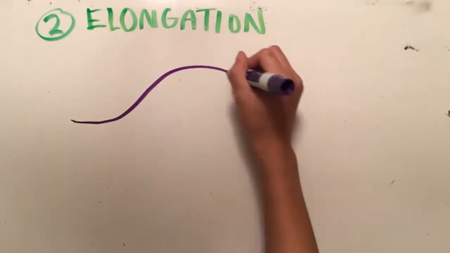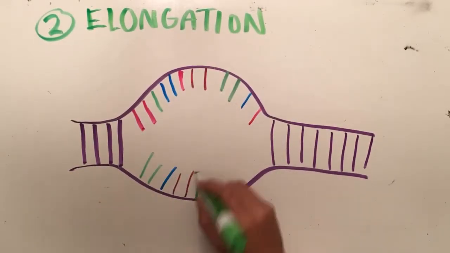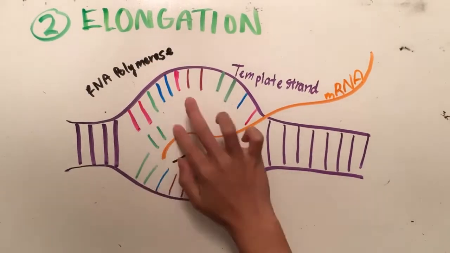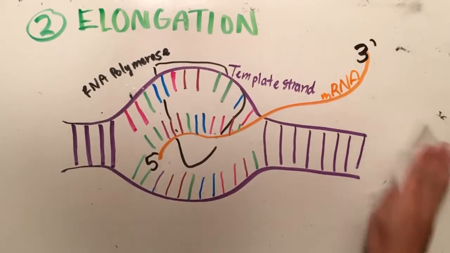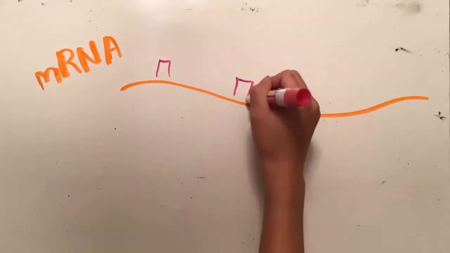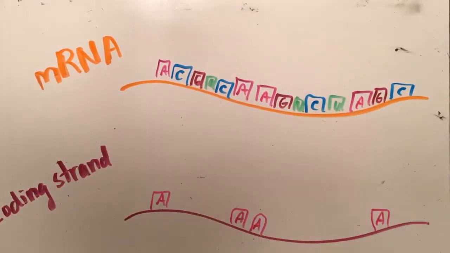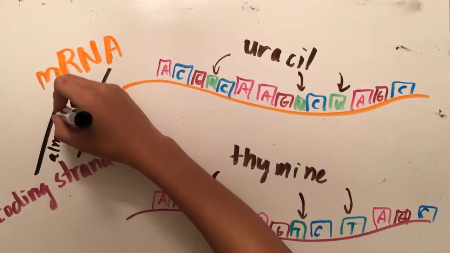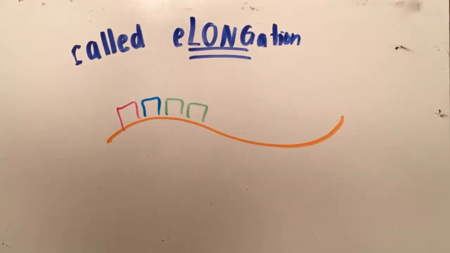Second, there's a process called elongation. This RNA polymerase uses a template strand by reading it one base at a time and builds an RNA strand with complementary nucleotides. This chain goes from 5' to 3'. The new strand of RNA is almost identical to the coding strand, except for the fact that RNA uses U for uracil instead of T for thymine. The process is called elongation because the RNA strand keeps getting longer.